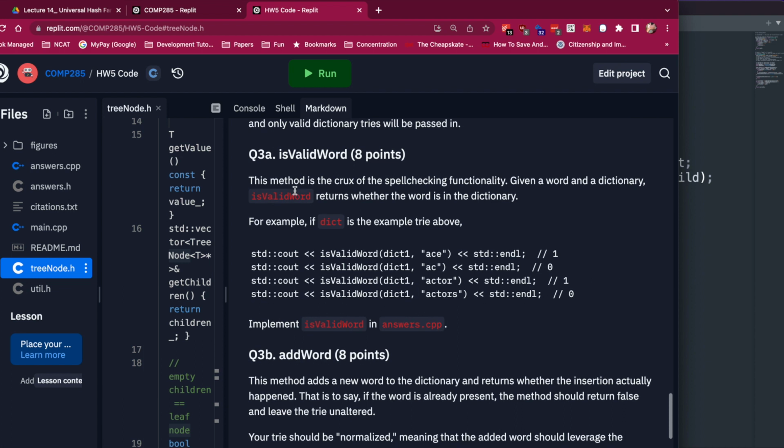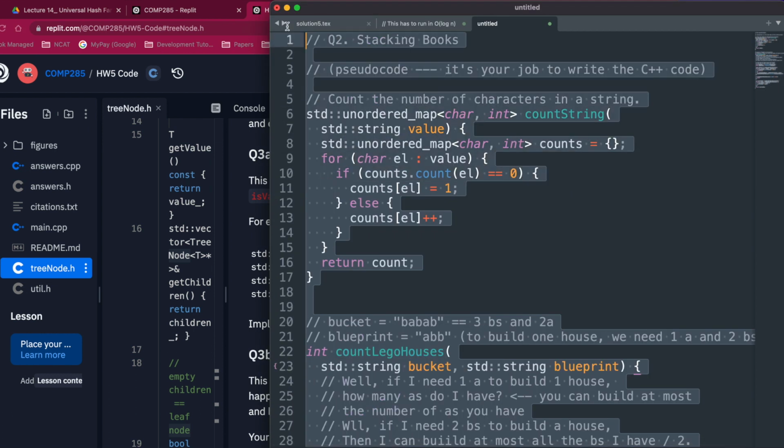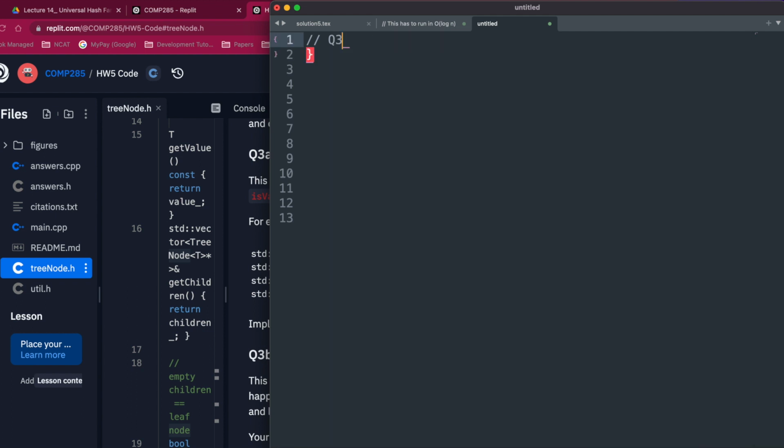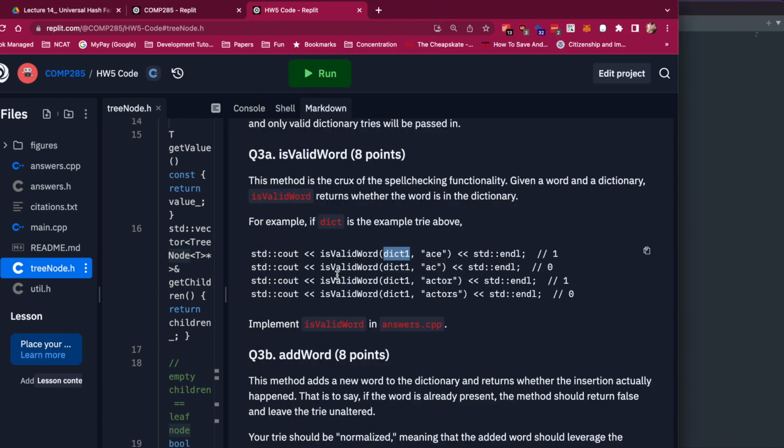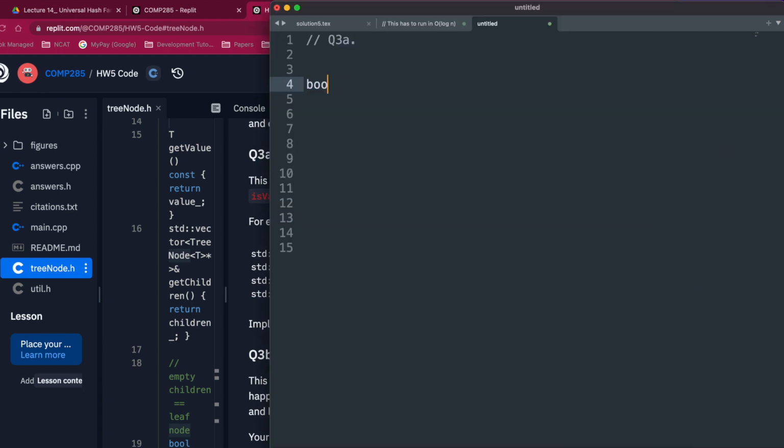So let's get started. Question 3.a is essentially asking you to write a method, is valid word. This is the crux of the spell checking functionality, given a trie. So let's start writing this. This is for 3a. I think it's going to return an integer, apparently. Well, let's go with Boolean. It's going to return whether it's valid.